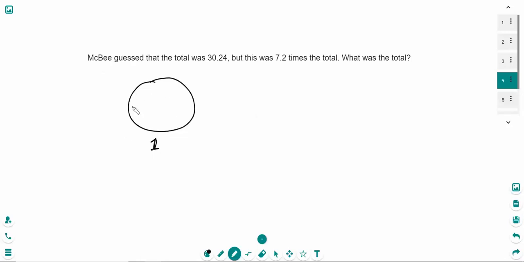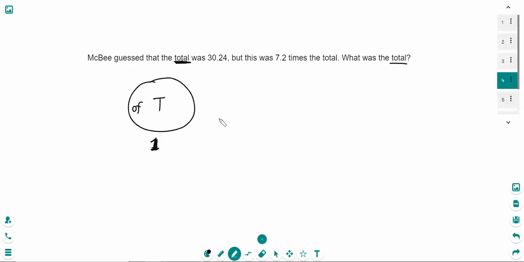What would be the whole amount? McBee guessed that the total, well, the total would probably be the whole amount, right? So she guessed the total was 30.24. Now watch out. Was the total 30.24? No. This was 7.2 times the total. What was the total? So this one, remember, kind of represents the total, the full amount. That one's going to be a T in this case. I'm just calling it a T for total. And I'm going to write that little "of" before it too. All right, so there's my total. It's unknown. That's what we need to figure out.